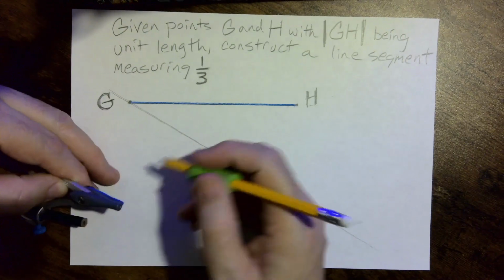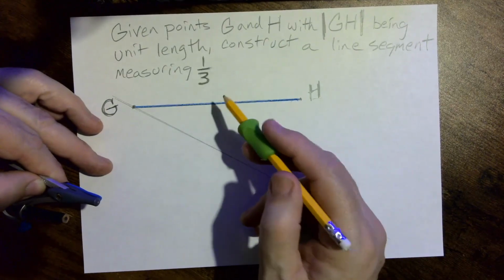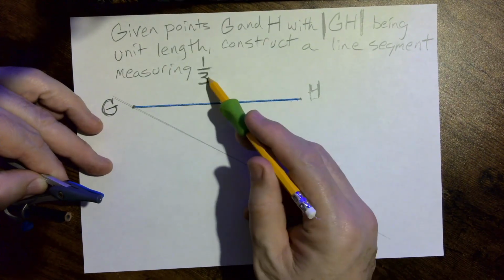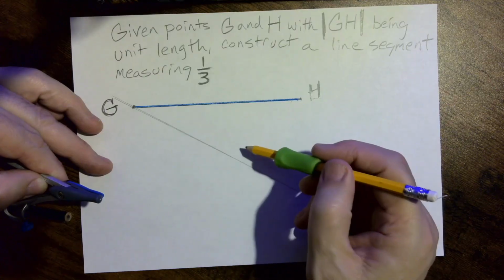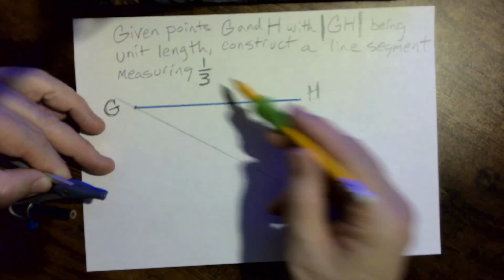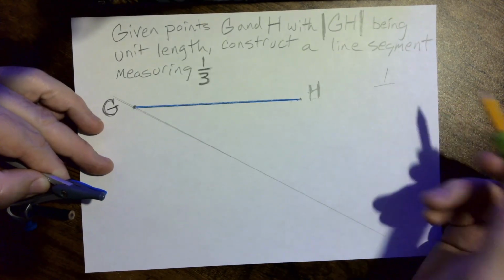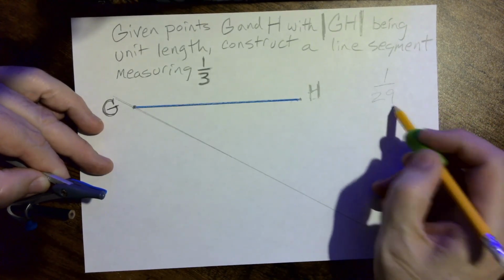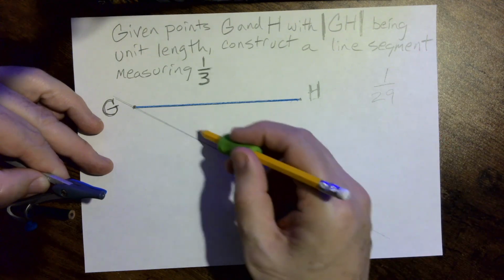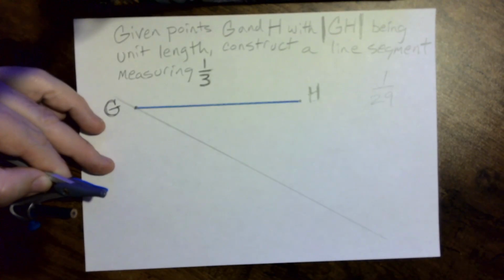This is what we mean by any n. If we want 1/5, we'll make 5 points. If we want 1/7, we'll make 7 points. If we want 1/9, if we want 1/29, we'd make 29 points along this line.